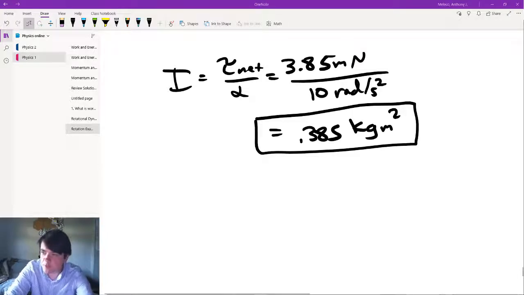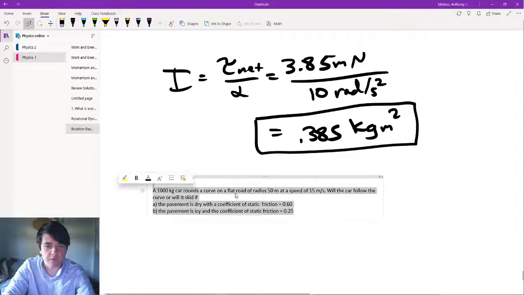The next two problems that we're going to talk about involve the centripetal force. Let's look at how those will look. There's a couple here that I'm going to do. We could do a lot over this.